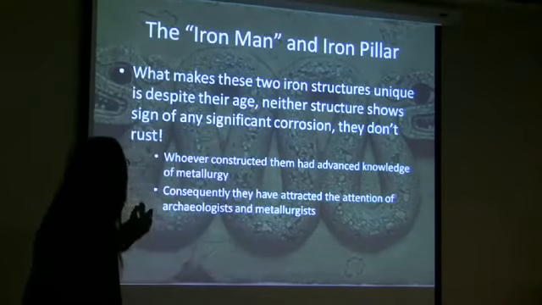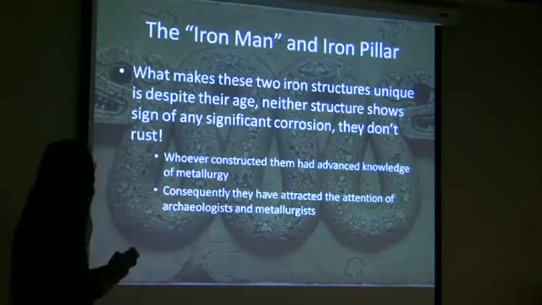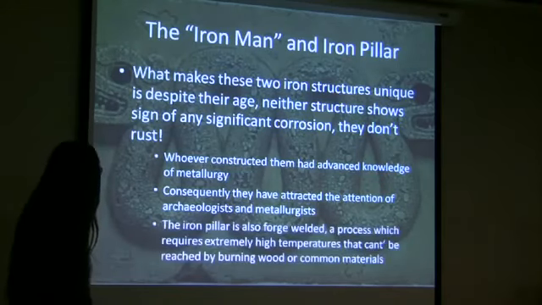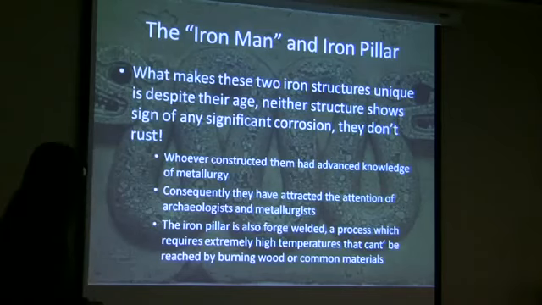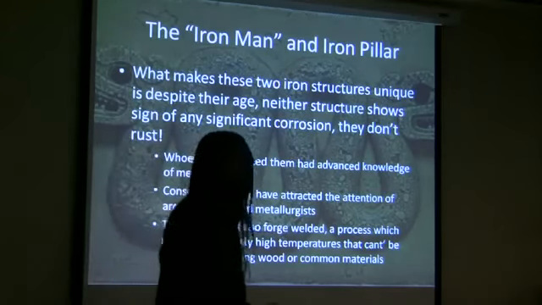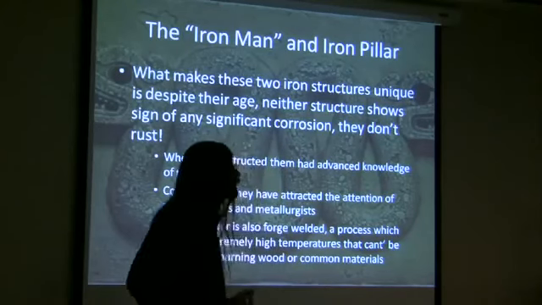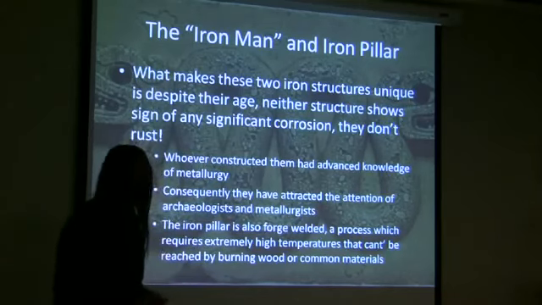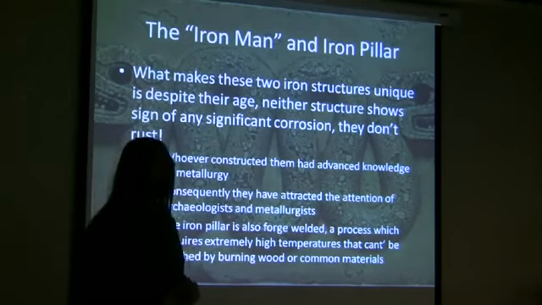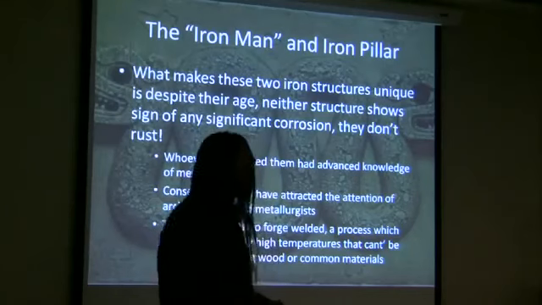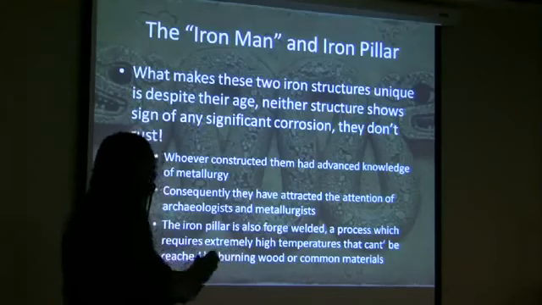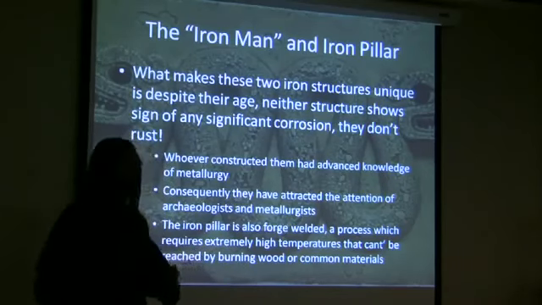Consequently, those 2 artifacts, the Iron Man and the Iron Pillar, have attracted the attention of archaeologists and metallurgists for a very long period of time. They're trying to figure out exactly how these things were built. One of the other curiosities about the Iron Pillar is it's forge welded. Okay, it's a forge welded construction. What we really need to understand about forge welding is it requires extremely high temperatures. You can't forge weld something with a wood fire. You need, we start talking about different kinds of gases, oxyacetylene and stuff like that. You have to go thousands of degrees Fahrenheit to be able to forge weld iron like that.